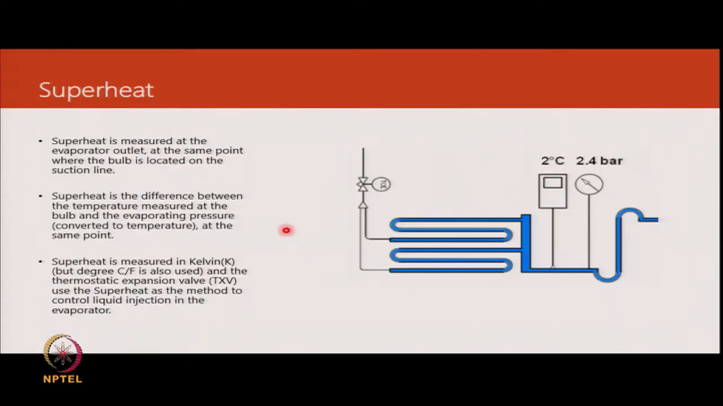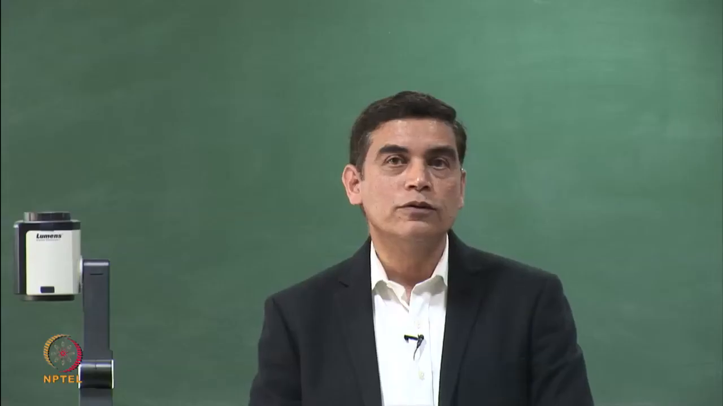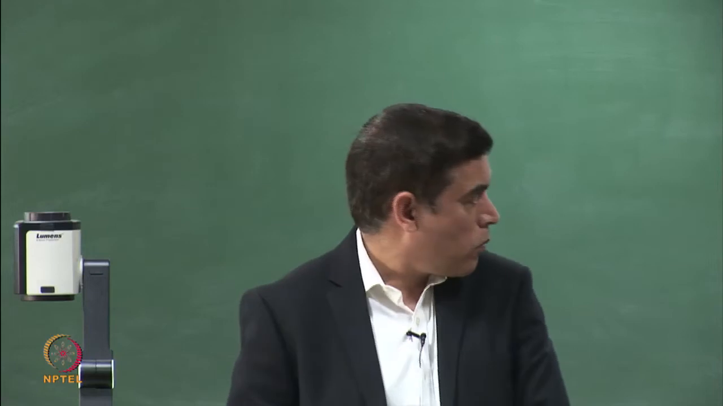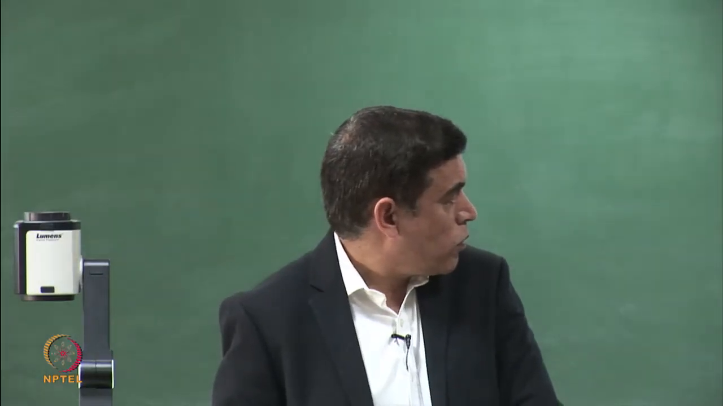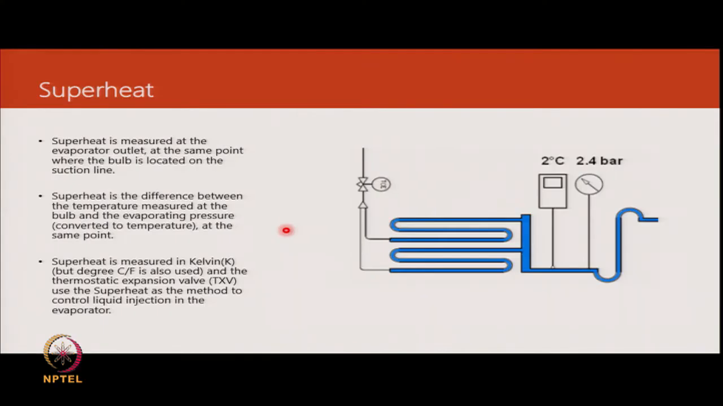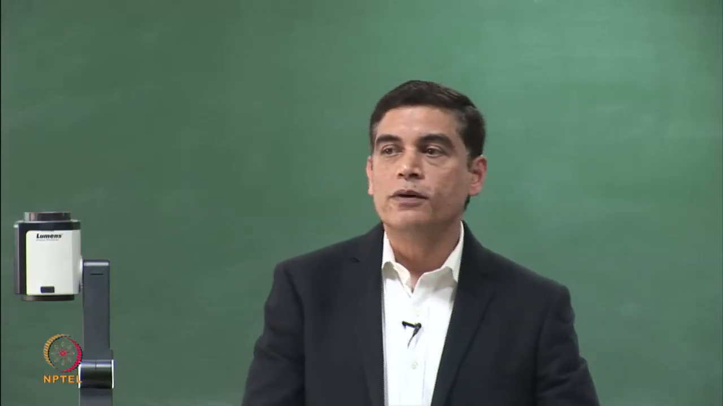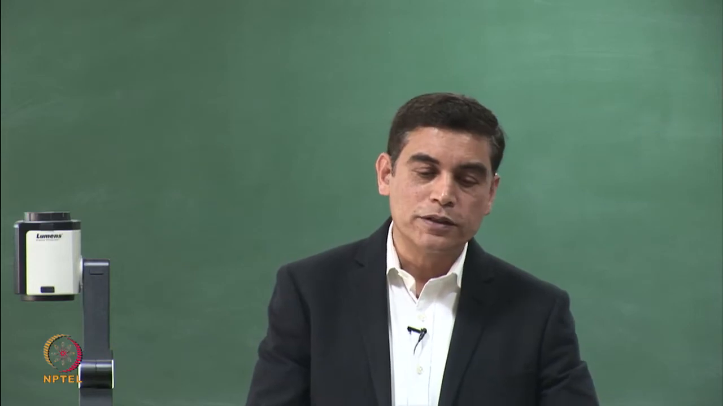Superheat, we have discussed the theory, but if we were to look at measuring it in a system, then this is what we would do. Superheat is measured at the evaporator outlet, at the same point where the bulb is located on the suction line. So, if we are looking at verifying the performance of a thermostatic expansion valve, we would do this.